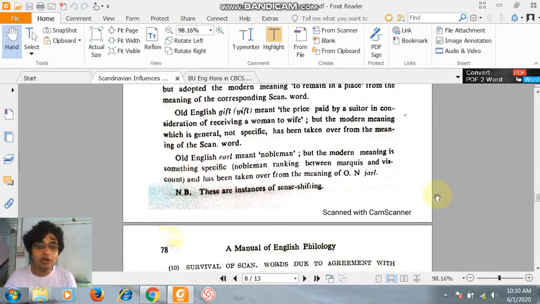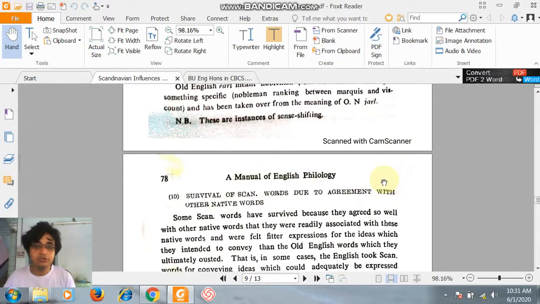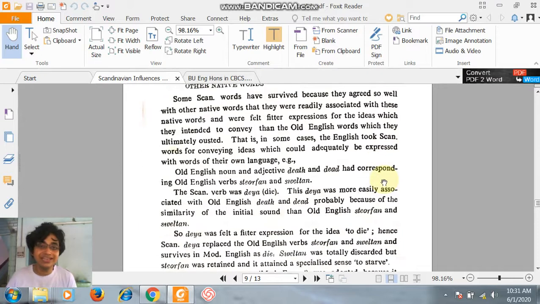The Old English earl actually meant nobleman, but the modern meaning is something specific, a nobleman ranking between the marquis and viscount. The middle rank is called earl, which has been taken from Old Norse jarl. So these are some of the instances of the sense shifting, that is, the meaning is shifting.